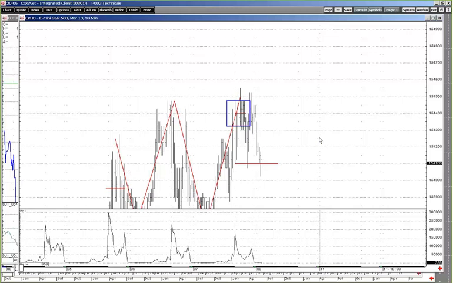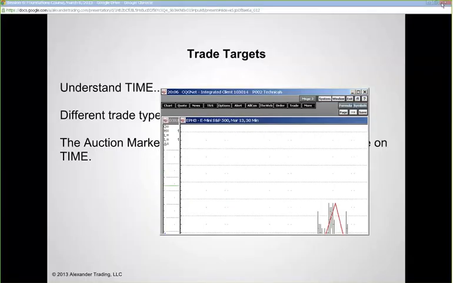Identify markets in early stages of initiative development. You do not have to catch the initial thrust out of a balance area. As a matter of fact, a lot of times you'll avoid getting whipsawed if a market moves a couple days in the direction of the initiative move. A couple of perfect examples of that: the British pound, the Japanese yen, and we had the grains last summer.